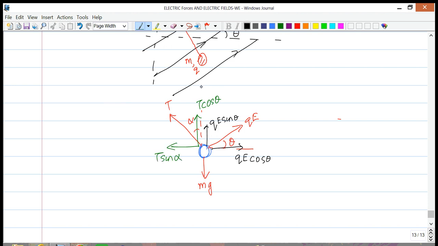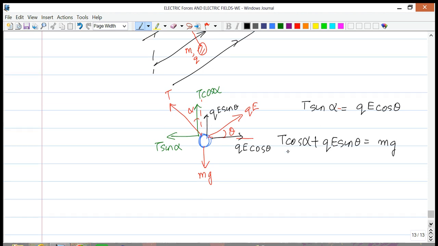So now the problem is very easy. Let's balance out the forces. We know that T sine alpha is equal to QE cosine theta, and then we also know that T cosine alpha, this is alpha here, plus QE sine theta equals mg.